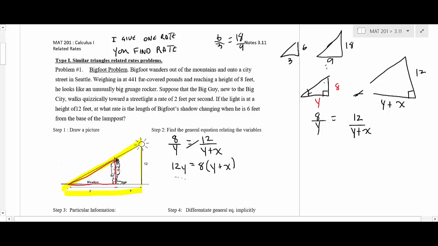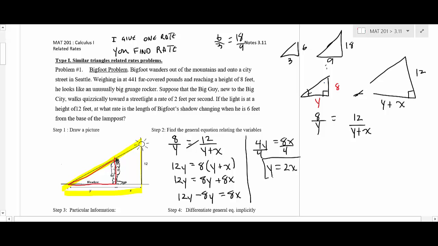Let's get that solved for y. So it's going to be 12y equals 8y plus 8x. Then I can subtract 8y from both sides. Try to get it down as far and simplified as we can. So that looks like that's 4y equals 8x. Then I can divide by 4. So I get y equals 2x. So that's a real big deal. We got the relationship between the variables.